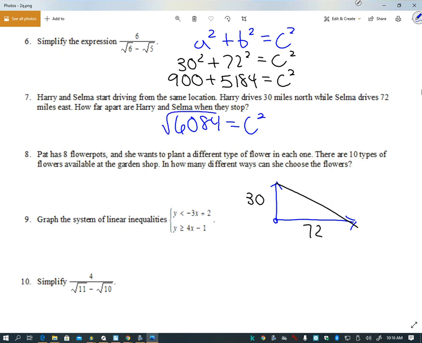Square root it. What is the square root of 6,084? 78. Even? Just perfect? Awesome. So 78 miles. Anybody have any problem with that? Okay. You can find it a different way.